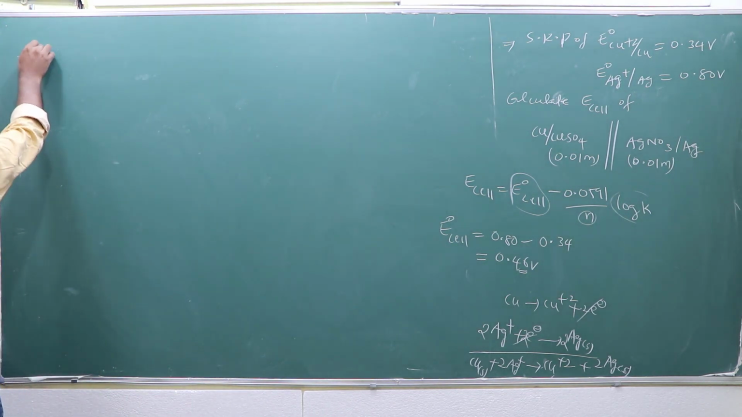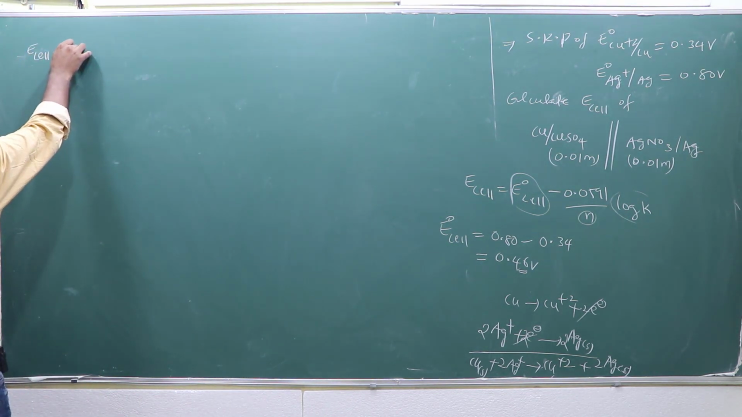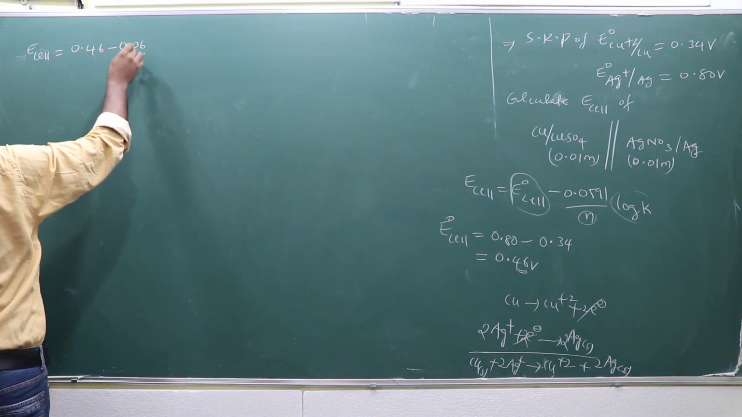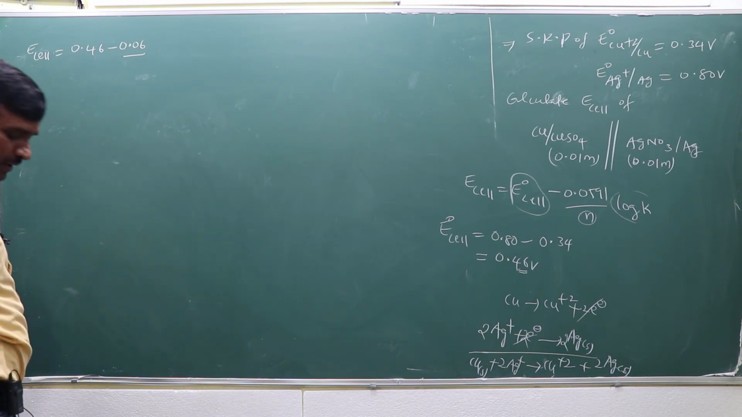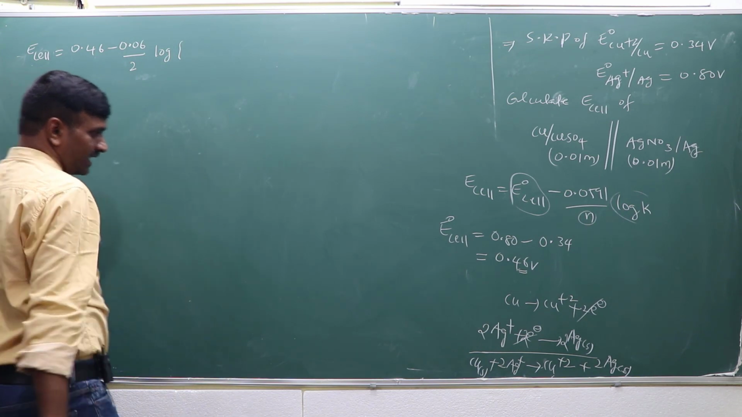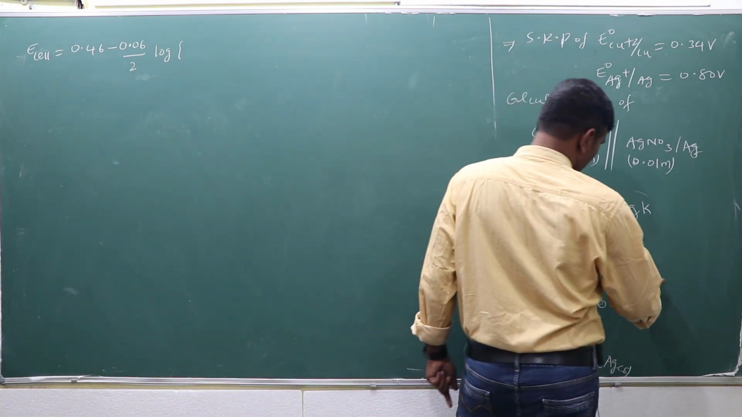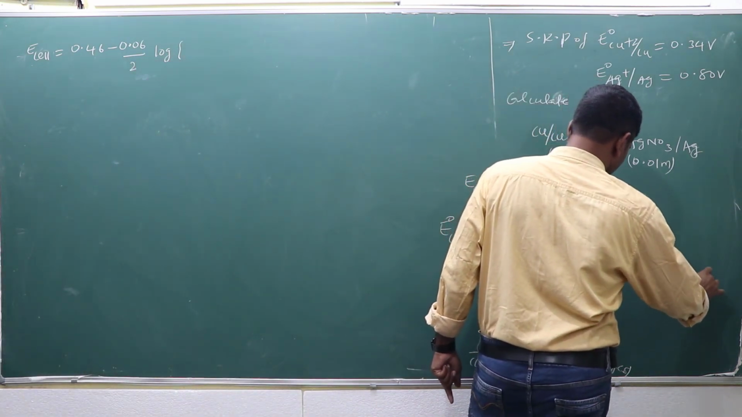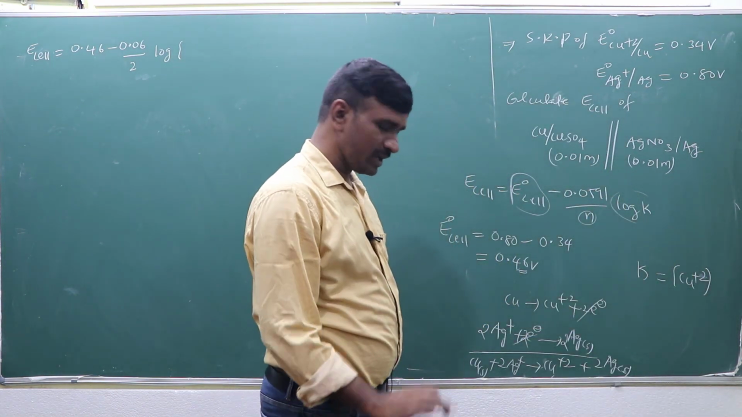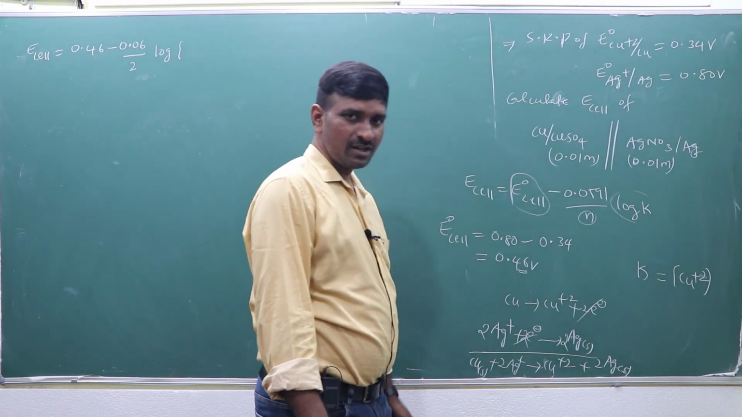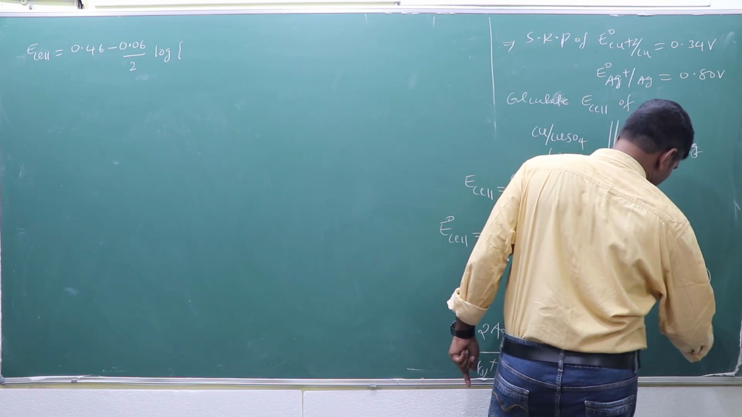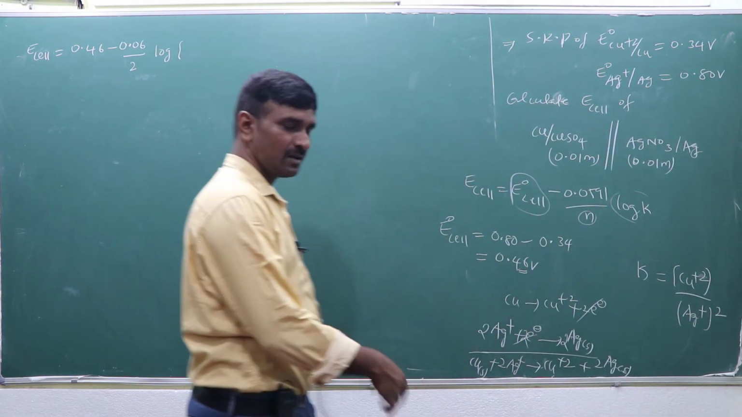Now E cell is equal to E0 cell, how much? 0.46 minus 0.0591, approximately 0.06 for our convenience, divided by N. And the N value is what? 2 electrons. And log K value is what? K is equal to Cu 2 plus concentration. Ag solid is taken as 1, so we don't write that. Cu solid also we can take as 1. Then the reactant is Ag plus, how many equivalents? 2 equivalents.